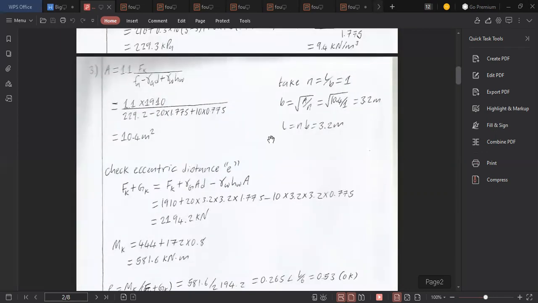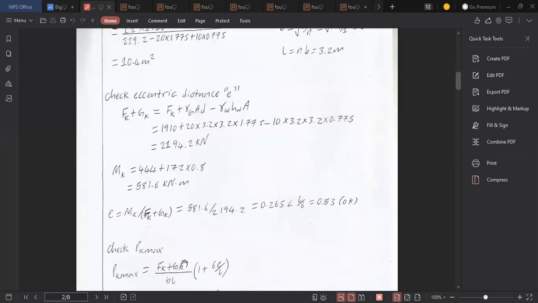Where are we? Over here. That's when she's calculating MK here. When she calculated MK here, 444 was the one we calculated as MK from our student ID. Then 172 is V times that distance. We said 800 millimeters, which is 0.8 meters, to find M. So that's this part here.